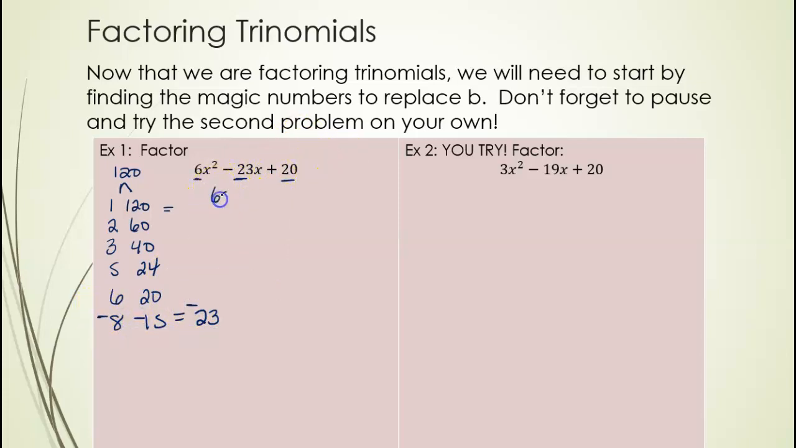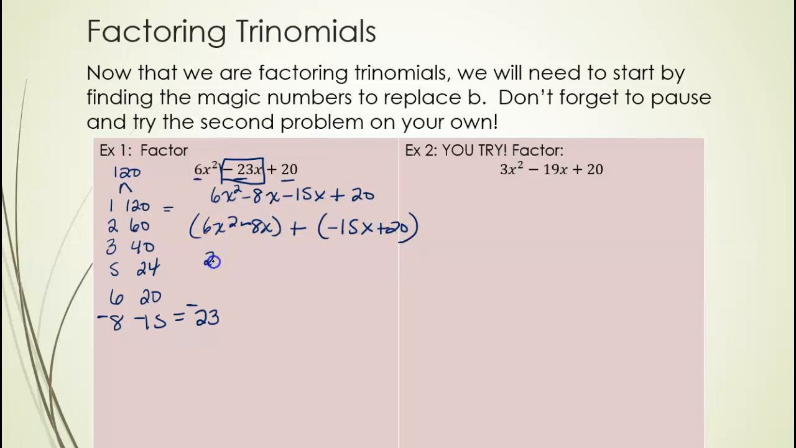So I rewrite this as 6x squared minus 8x minus 15x plus 20. Remember, I'm replacing B with the magic numbers, so A and C stay the same. Remember, I want to rewrite this so that there's a plus in the middle of the two groups and put the negative on the inside. 6x squared and 8x can both be divided by 2x, so that leaves me with 3x minus 4, because 6 divided by 2 is 3, x squared divided by x is x, 8 divided by 2 is 4, we bring down the negative.